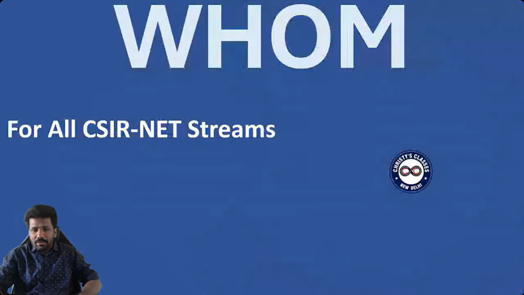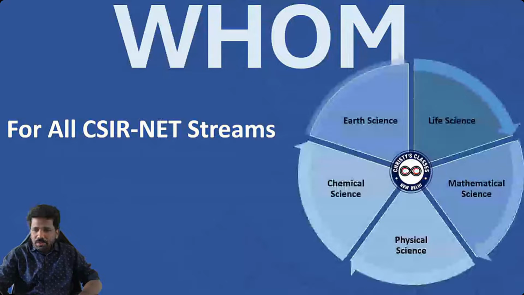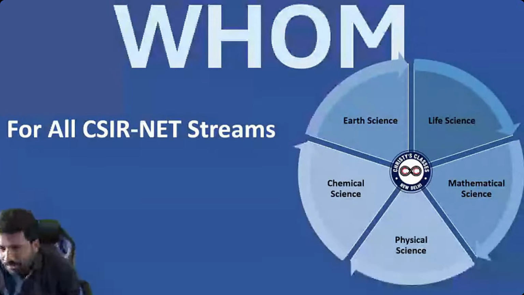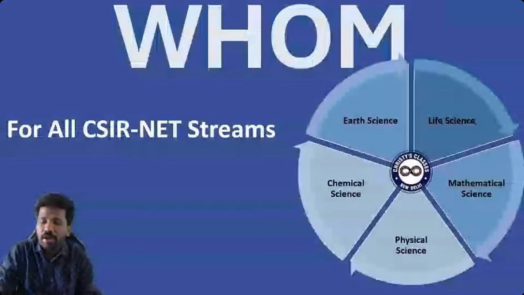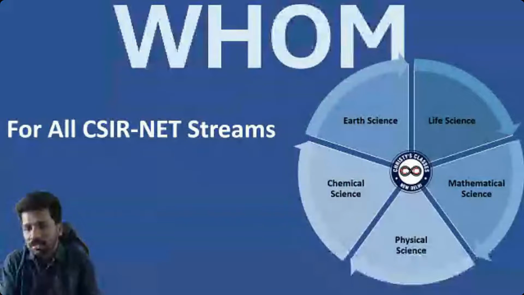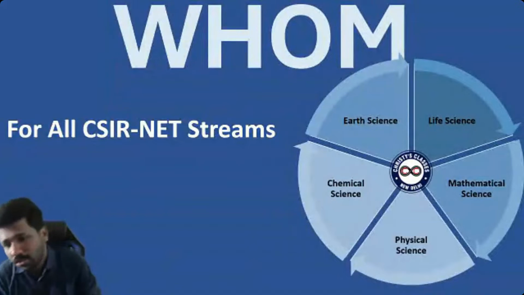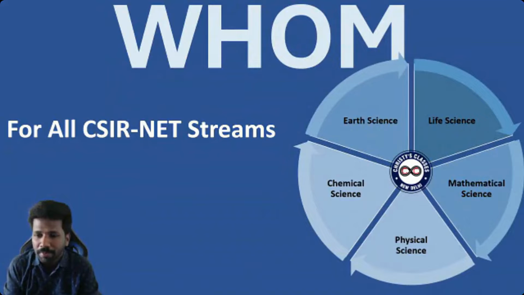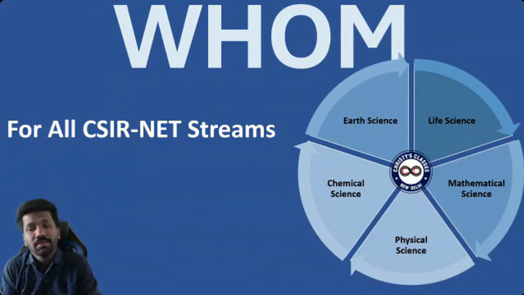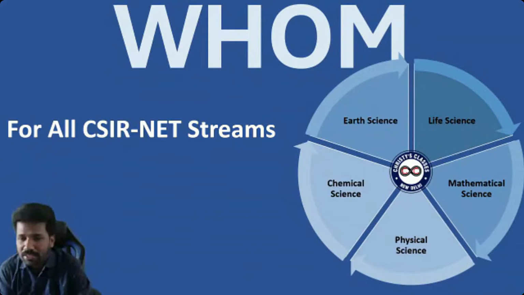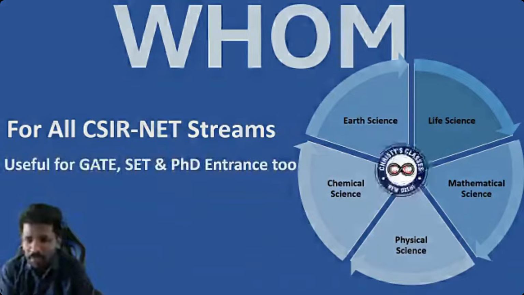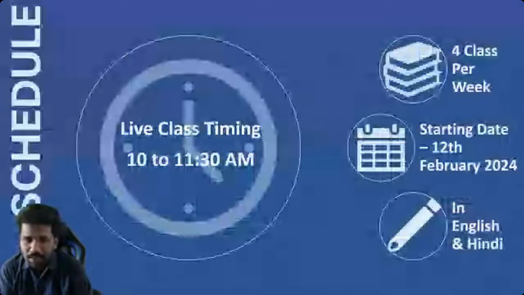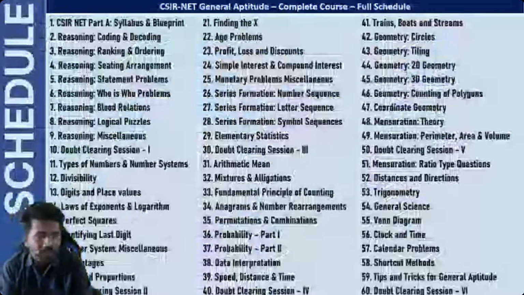This course, as I have told before, is for all streams, because all streams have the same aptitude syllabus and type of questions. For practicing also, please don't think that you will practice only your own subject's aptitude paper. The aptitude papers of all 5 streams are very good practice material, so please use it. About the structure of the course, you already know everything, and this is the complete schedule of the course.